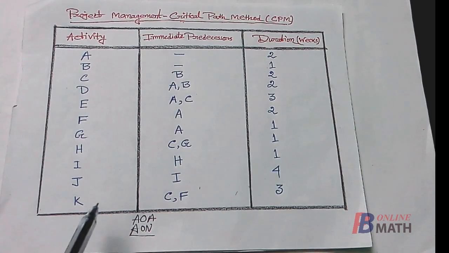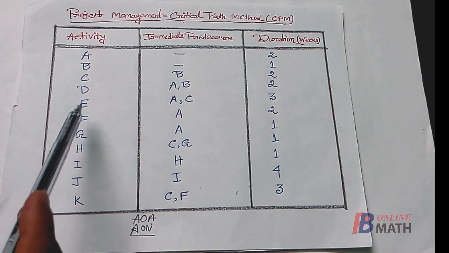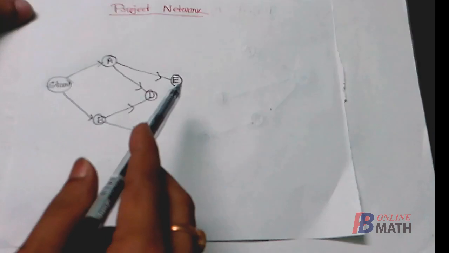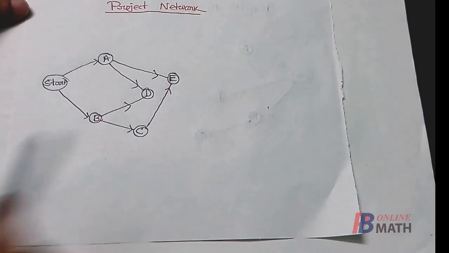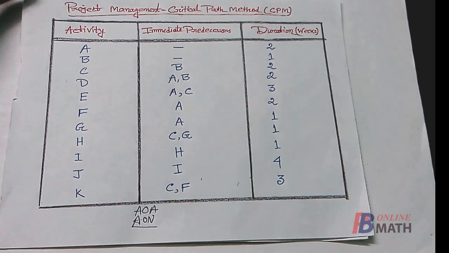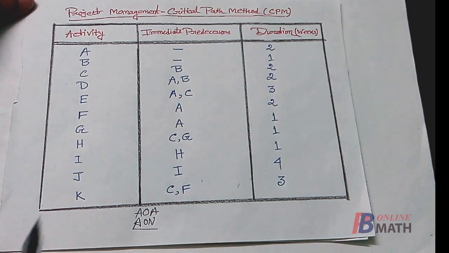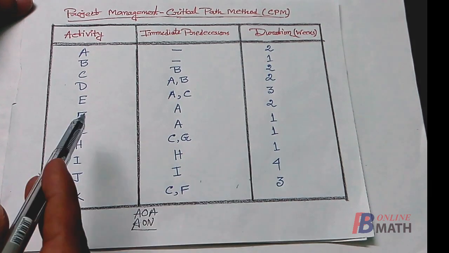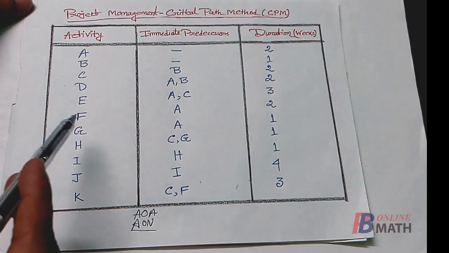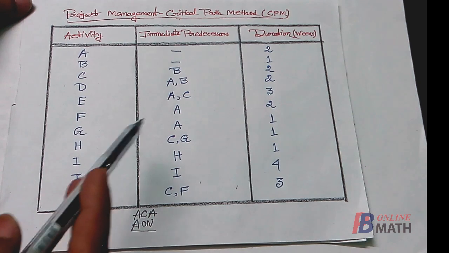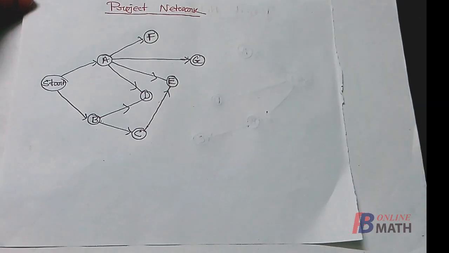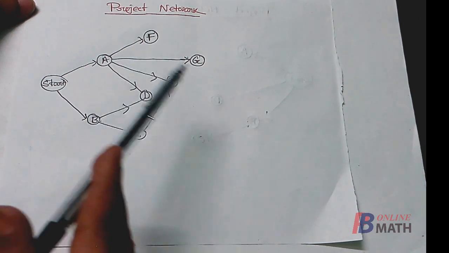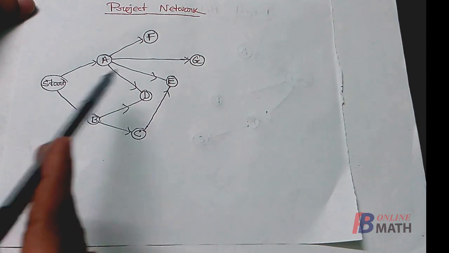Next we find that for the activity E there are two immediate predecessors A and C, and here is the activity E which has two immediate predecessors A and C. Next, consider the two activities F and G, which have a common immediate predecessor A. That means we can start the activities F and G simultaneously after the completion of the activity A. So here we have represented the activities F and G by these two nodes F and G with common immediate predecessor A.